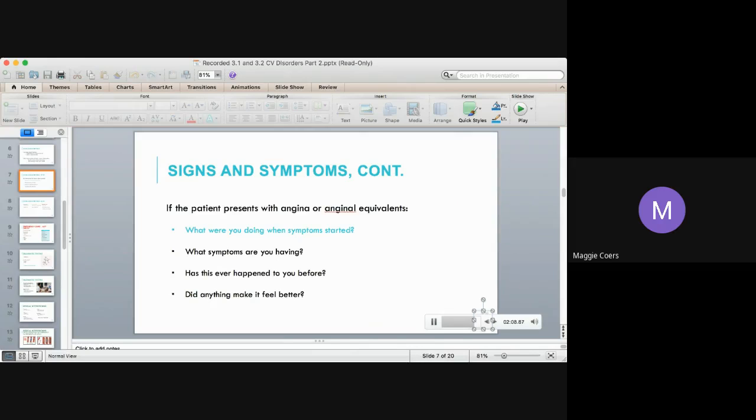Okay, so first and foremost question, what were you doing when the symptoms started? Okay, if they were doing a lot of exercise, which could be stable angina, or is it something more significant like unstable angina and a possible MI? If that's the case, we need to make sure that we get more information about those symptoms to determine the course of treatment.